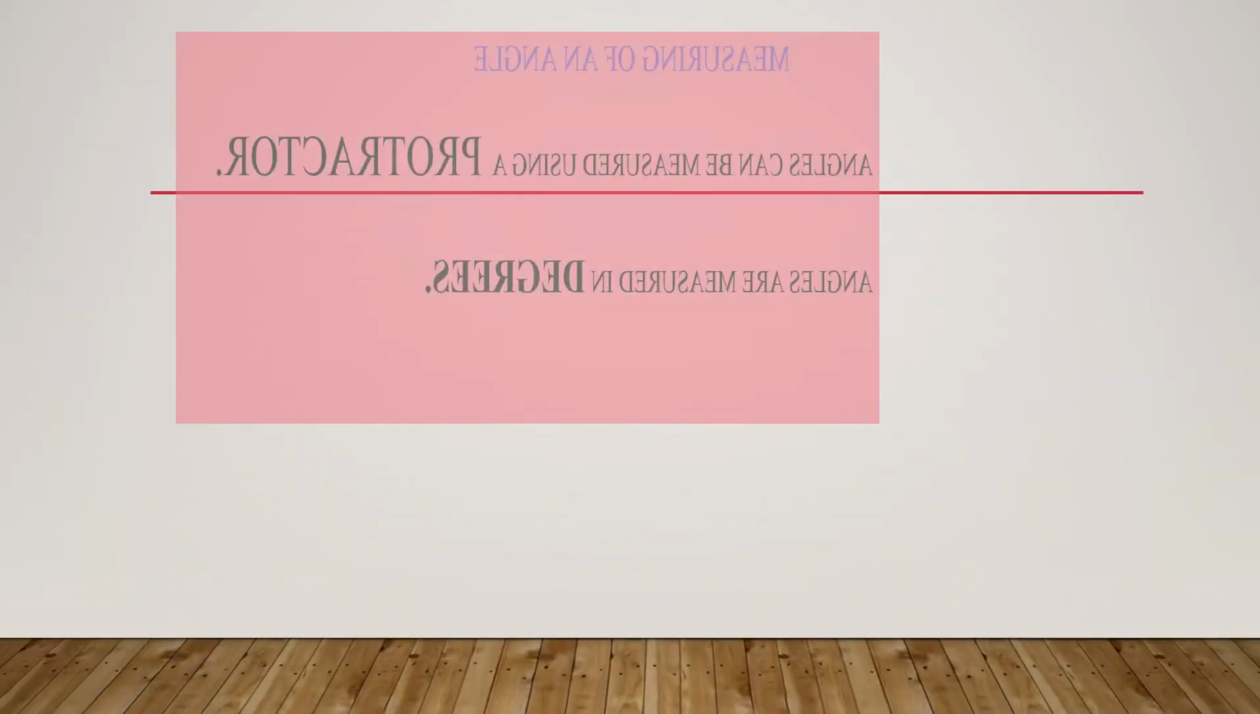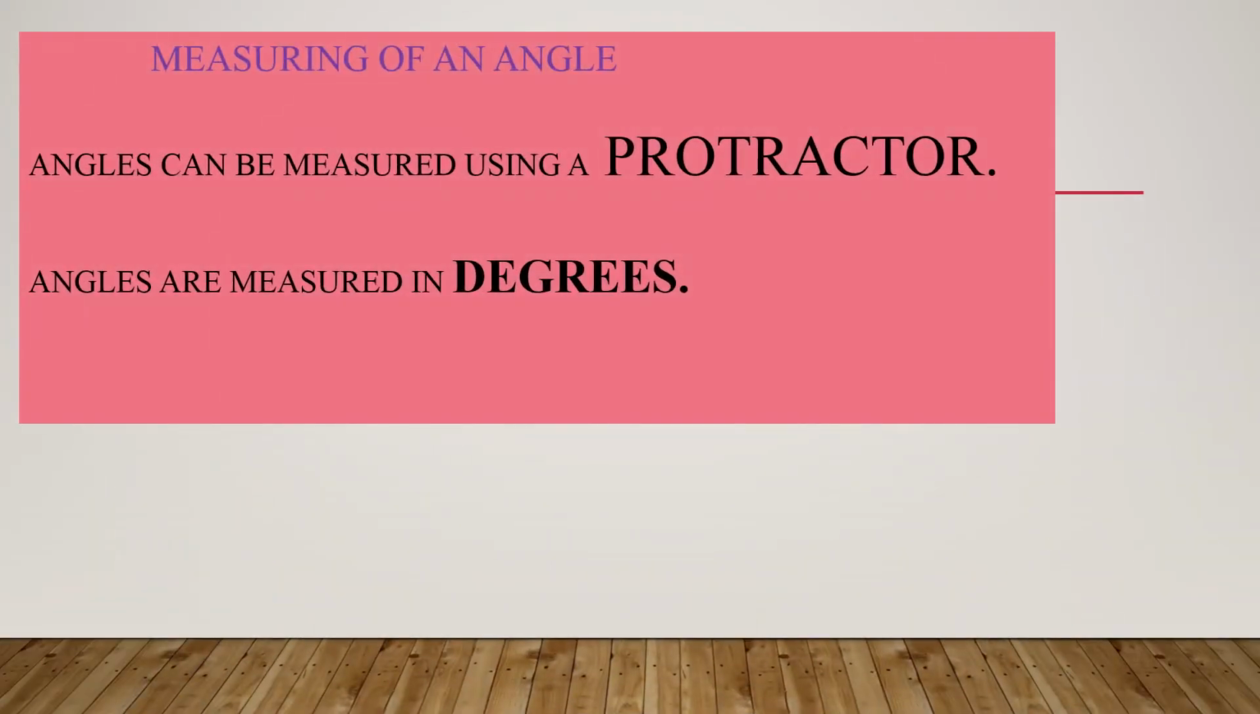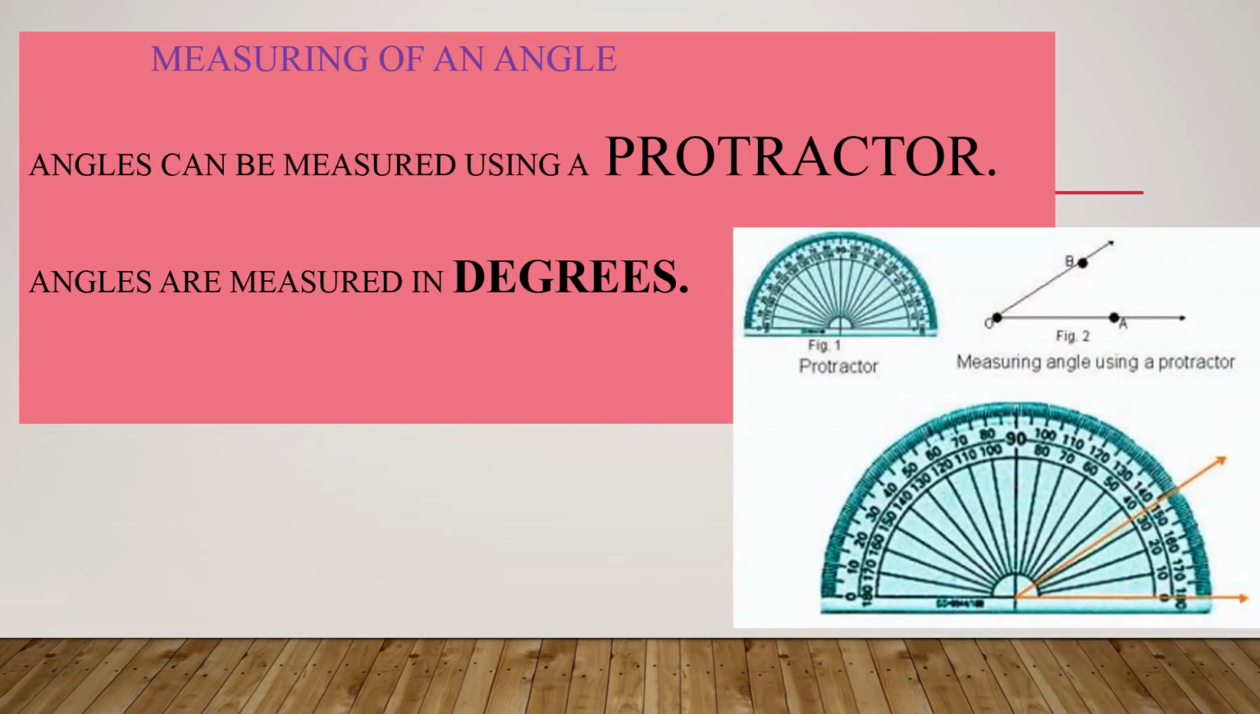How do we measure an angle? Angles can be measured using an instrument. It's called protractor. Angles are measured in degrees. The protractor you can see in your geometry box. Using protractor, we can measure an angle.